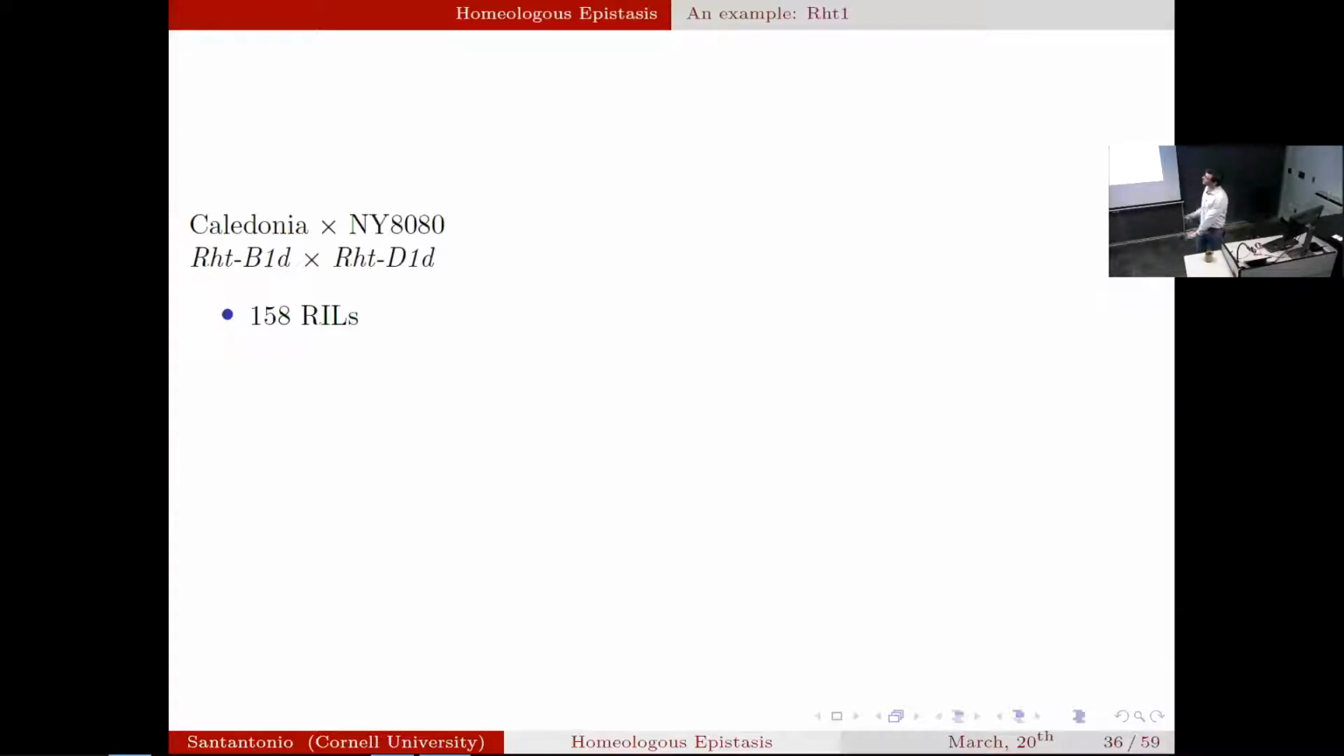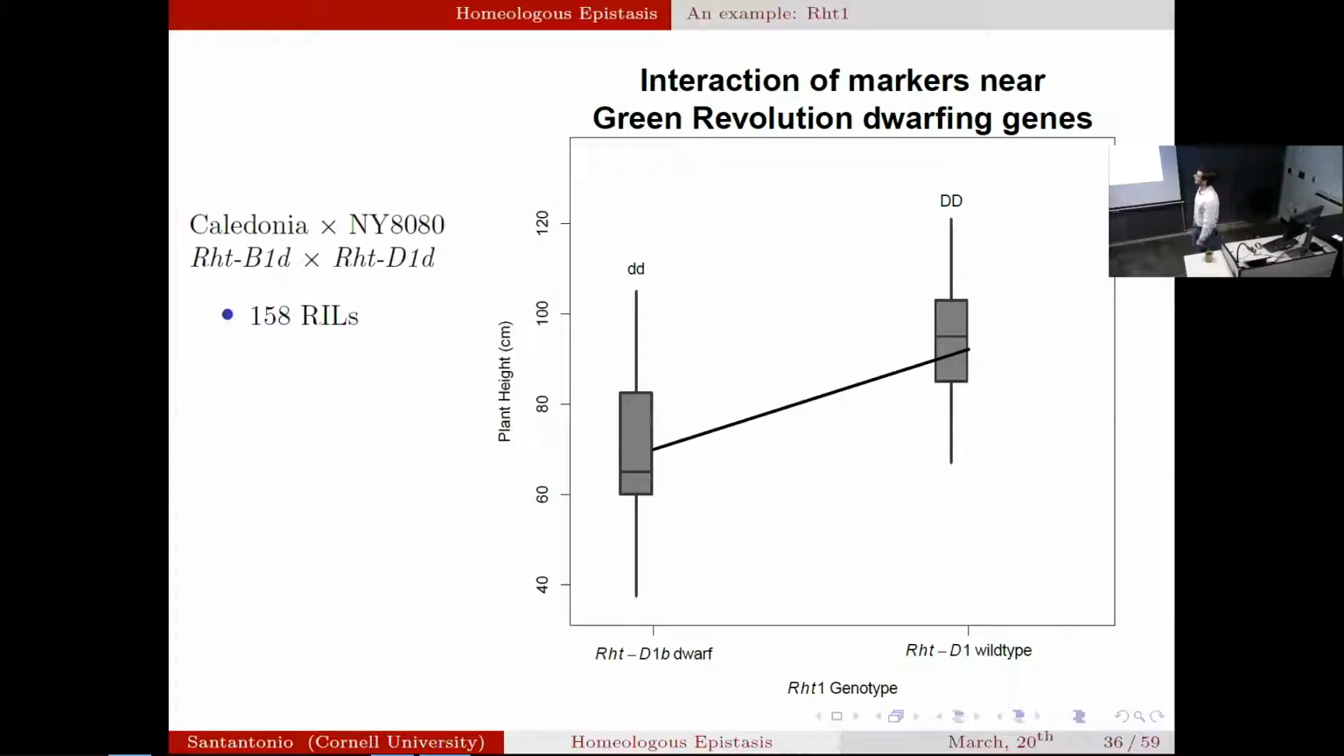What's interesting is in this population, one parent had a dwarfing gene on the B genome, and the other had a dwarfing gene on the D genome, this RHD1. Now, because we made this cross, there are double dwarfs in this population. They have two mutant genes that are completely gibberellic acid insensitive, and they are tiny. They're super short. Here we've tagged them with markers that were relatively close. You'll notice it's not perfect.